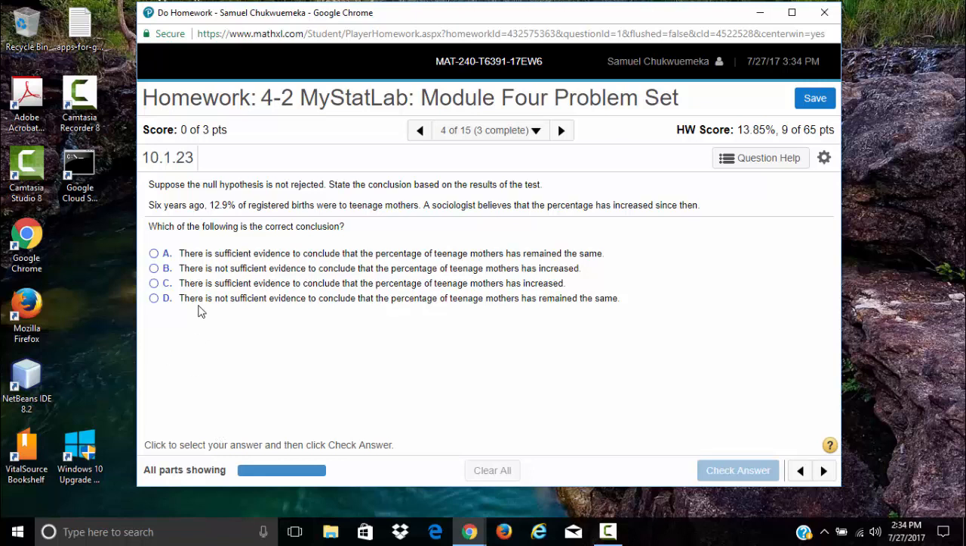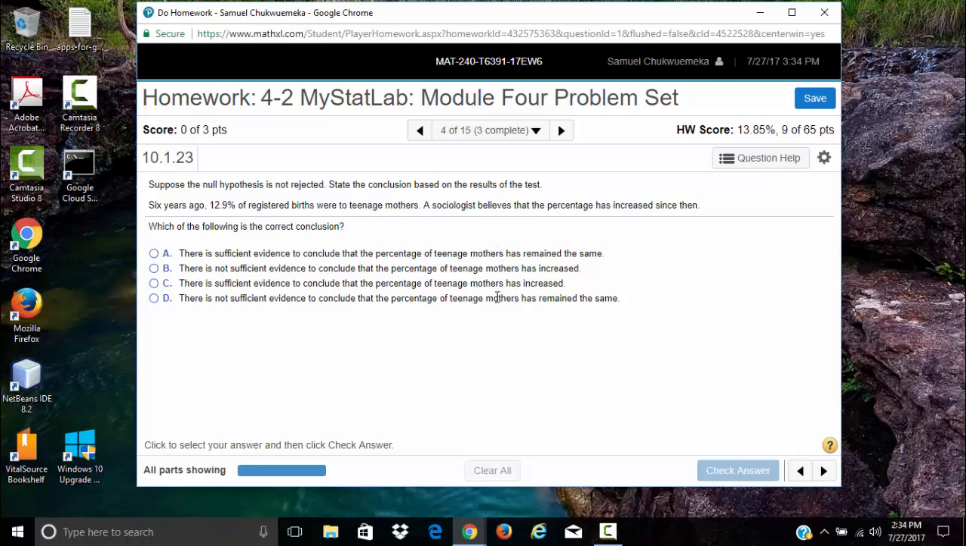So which of the following is the correct conclusion? You do not reject the null, so we are looking at either B or D, because if you fail to reject the null, the conclusion will be there is not sufficient evidence to support rejection of the null. B: there is not sufficient evidence to conclude that the percentage of teenage mothers has increased. D: there is not sufficient evidence to conclude that the percentage of teenage mothers has remained the same.